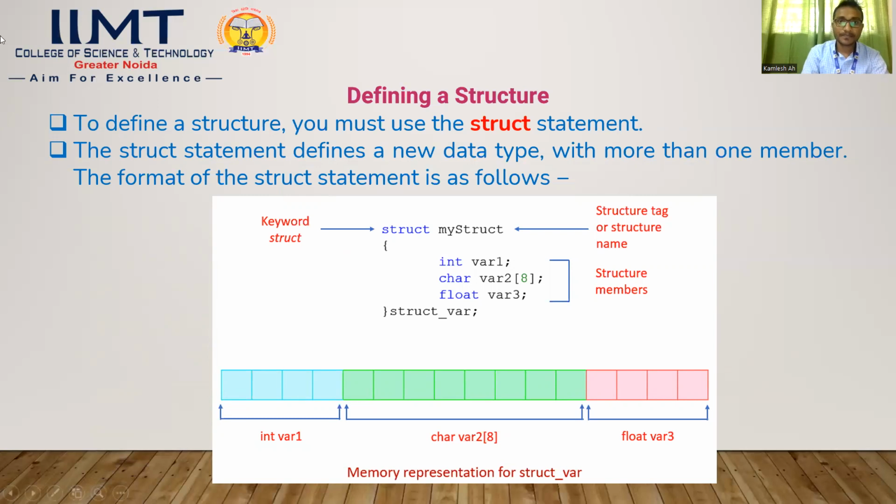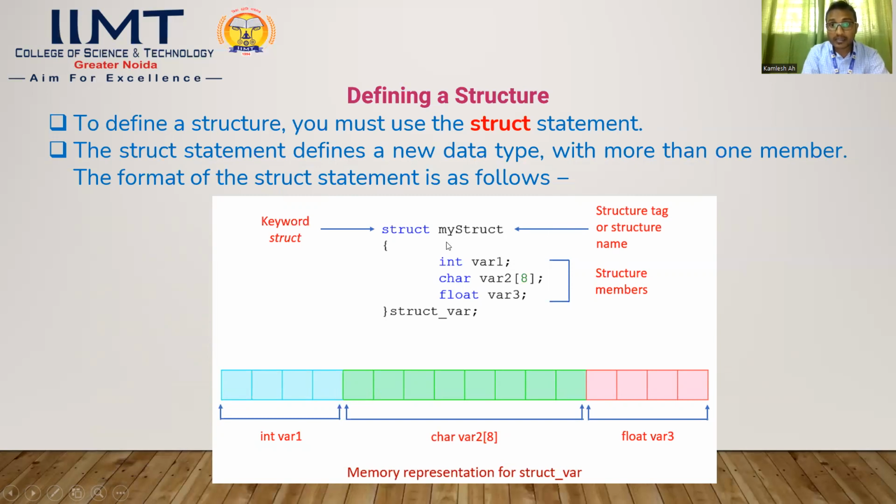First of all, use the struct keyword. This is the struct keyword. Then comes the structure name. It's optional. You can choose any name. This is the structure tag or structure name. You can use any name for the structure name.